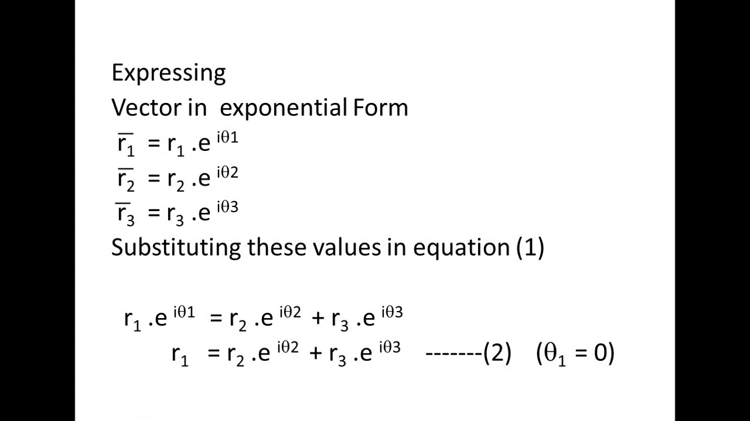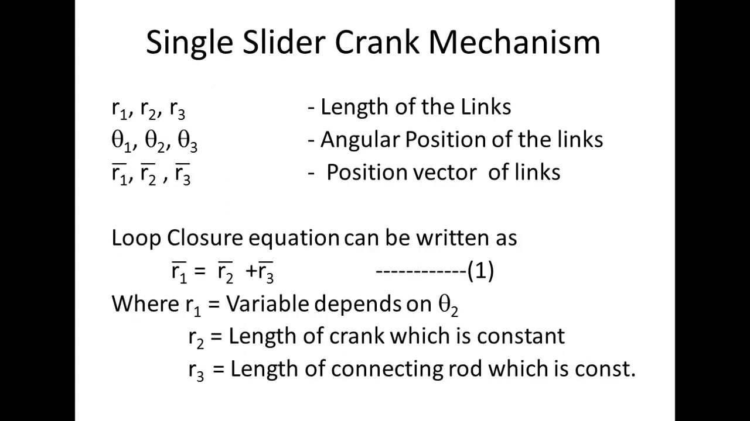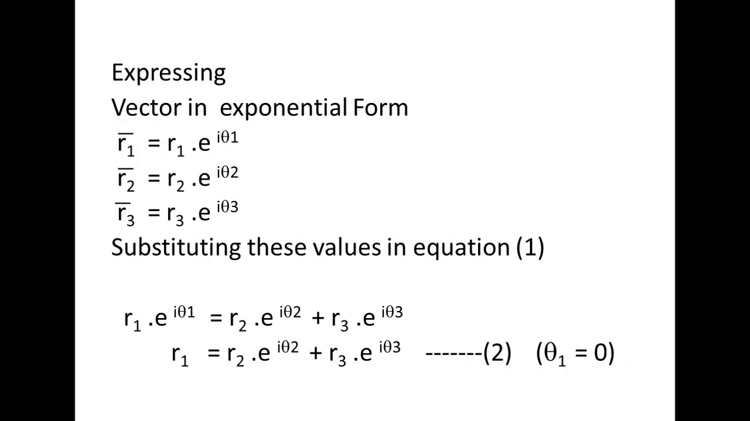Substitute these values, R1 vector, R2 vector and R3 vector, that is R1 e to the power of i theta 1, and so on, in equation number 1. So we get R1 into e to the power of i theta 1 is equal to R2 into e to the power of i theta 2 plus R3 into e to the power of i theta 3.